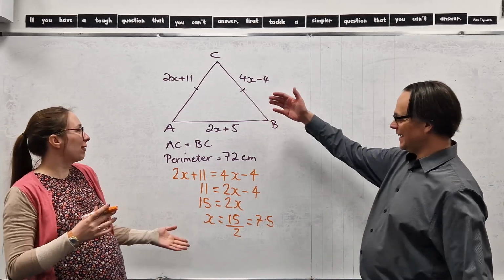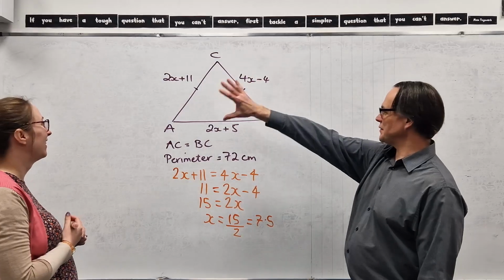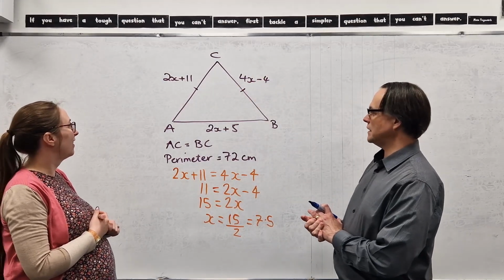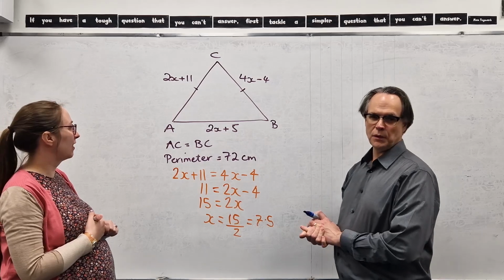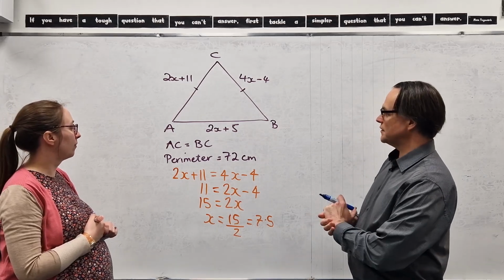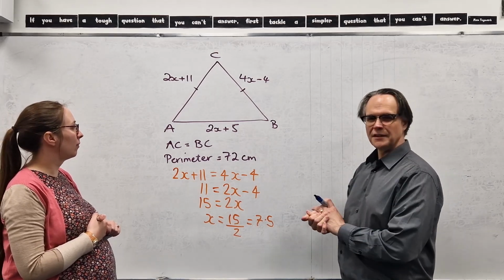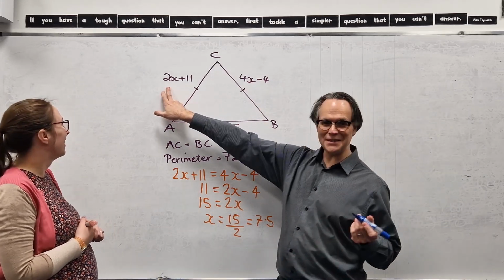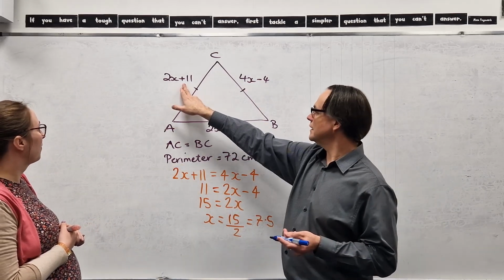Because obviously what we've got to do with this now is we've got to put x back into here and see what these side lengths actually are. So we're moving from the realms of not knowing what these are to knowing what they are. So 7.5, 2 times 7.5, that's 15 plus 11.